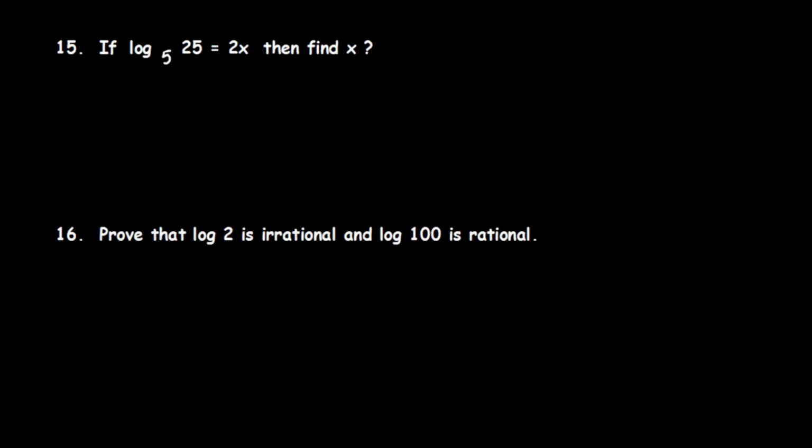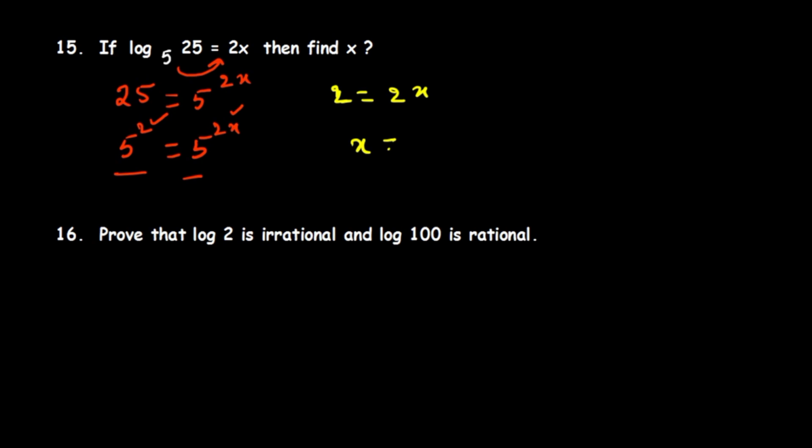The next question is, yeah, same logic here also. So again this one we write in exponential form, that is 25 equal to 5 to the power of 2x. 25 we write as 5 square, that is equal to 5 power 2x. So here bases are equal, then we can take powers as equal. That means 2 equal to 2x, x is equal to 2 by 2. Then x is equal to 1 is the answer for this question.